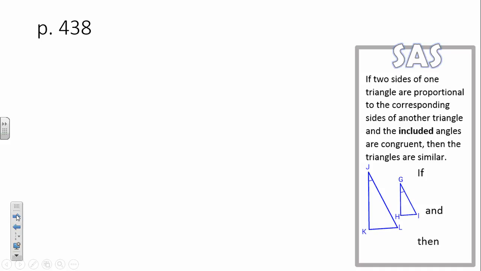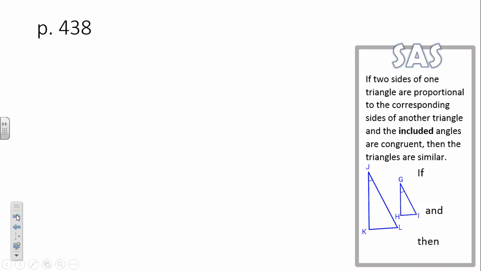So a third way to prove two triangles are similar is to use the side angle side similarity theorem. The side angle side similarity theorem says that if two sides of one triangle are proportional to the corresponding sides of another triangle, so now we only have to have two sides, not all three, and the included angles of those two triangles are congruent, then those triangles are similar.